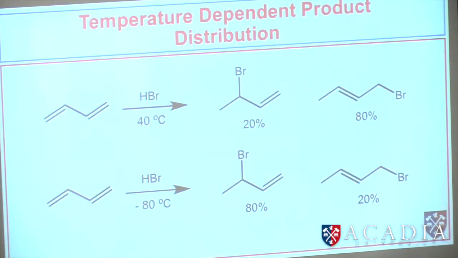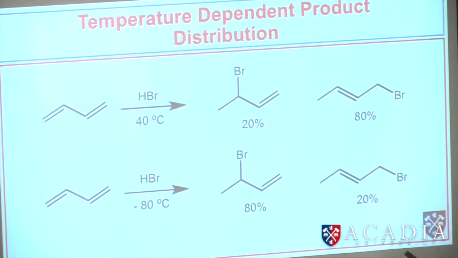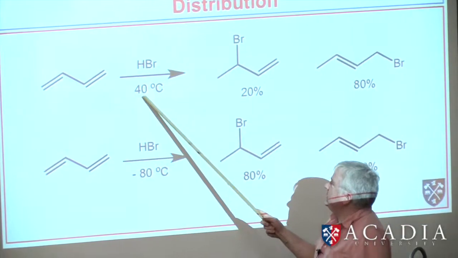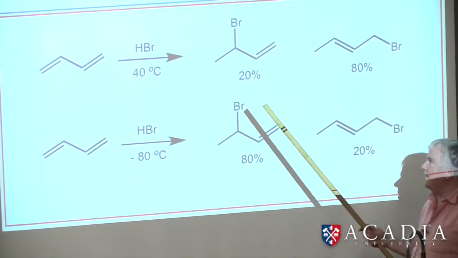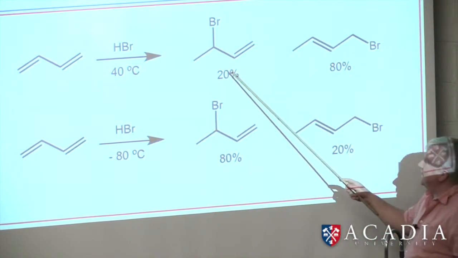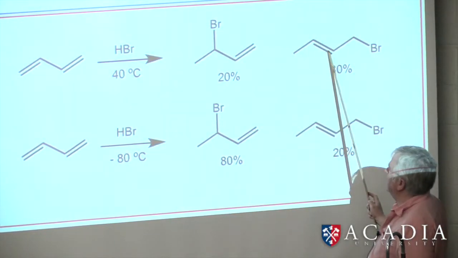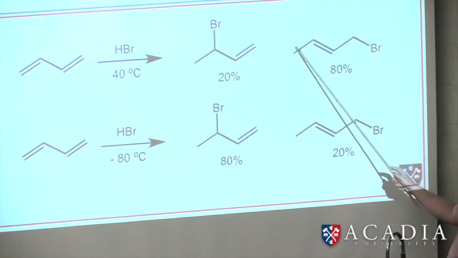But let's take a look now. Let's take a look at some experimental results. If we do this reaction at 40 degrees, we get a distribution of products. We get the 1,2 addition and the 1,4 addition. And the 1,4 addition seems to be favored.